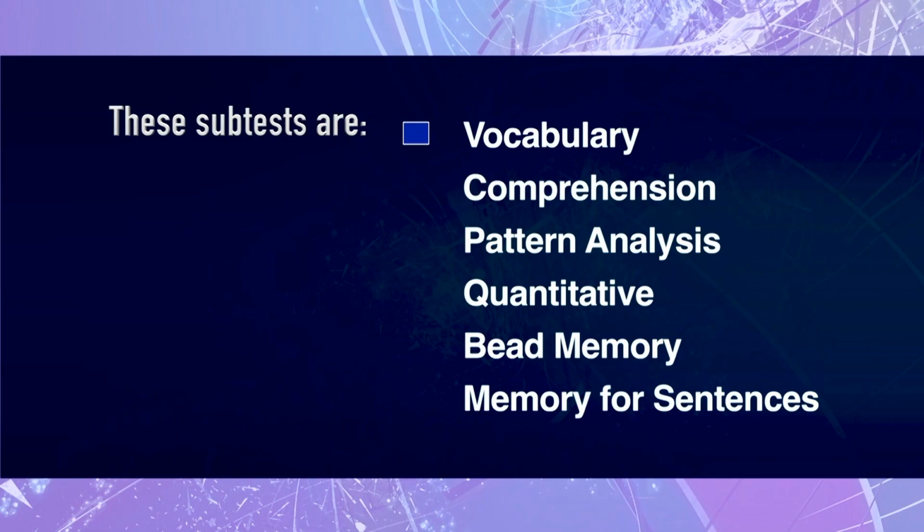The test consists of 15 subtests which are grouped into the 4 area scores. Not all the subtests are administered to each age group, but 6 subtests are administered to all the age levels. These subtests are number 1, vocabulary, number 2, comprehension, number 3, pattern analysis, number 4, quantitative, number 5, bead memory, and number 6, memory for sentences.